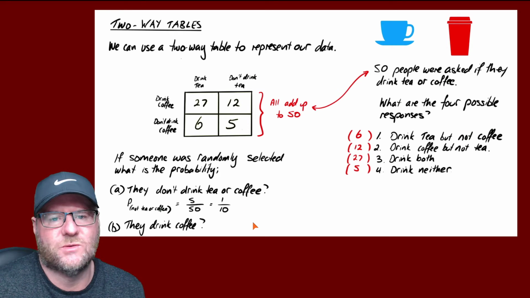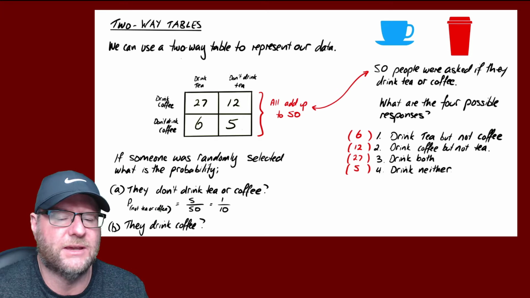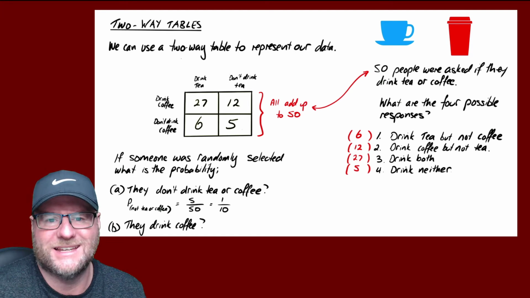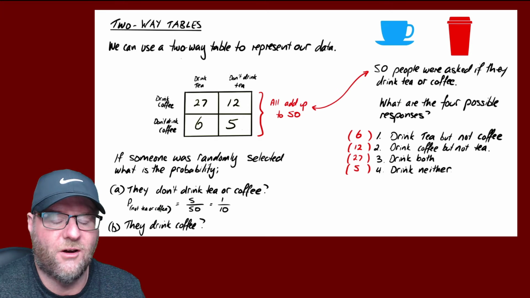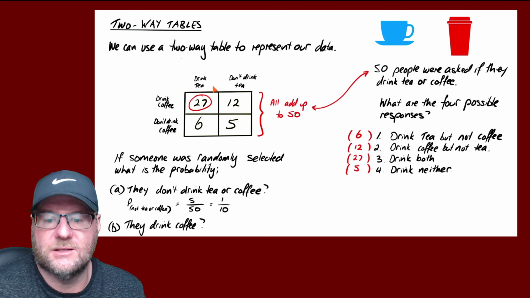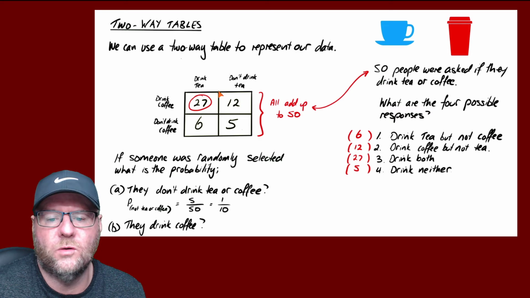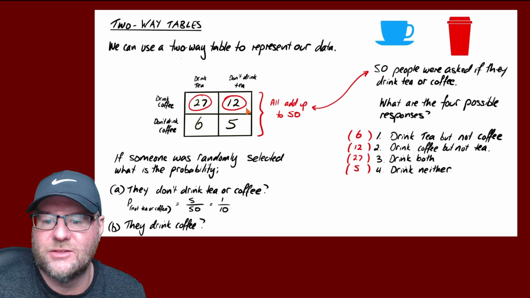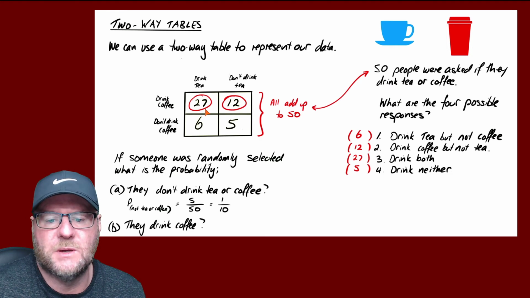What about the one last question? What's the probability that they drink coffee? Now, I have to think carefully about this one. How many people in my two-way table do drink coffee? Okay, well, there's these people. These people drink coffee, but they don't drink tea. And they do drink tea, so they're in this box here. But I've got to consider this one too, don't I? Because this is everyone who's in the row here that represents the drink coffee row. So these people drink both. These people drink coffee but not tea.